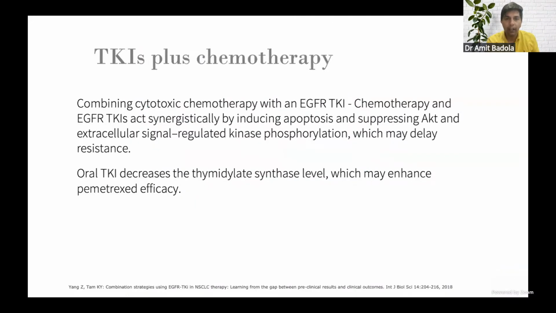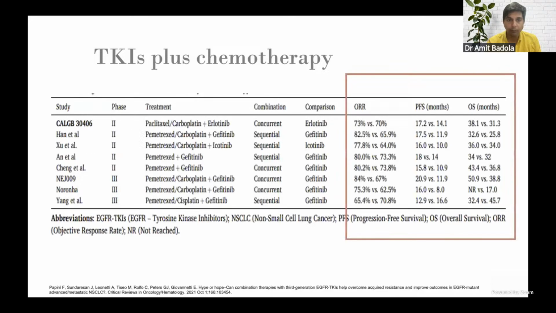So what is the rationale of adding chemotherapy to a TKI? This is really interesting, and it has been tried earlier as well. When we add chemotherapy to a TKI, it induces apoptosis and also suppresses AKT and extracellular signal-regulated kinase phosphorylation, which delays resistance to the TKI. It also decreases thymidylate synthase levels, which may enhance the efficacy of pemetrexed, which is a chemotherapy backbone in non-small cell lung cancer, especially in adenocarcinoma.